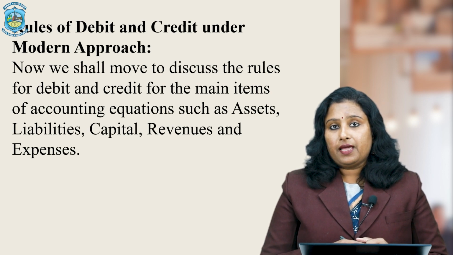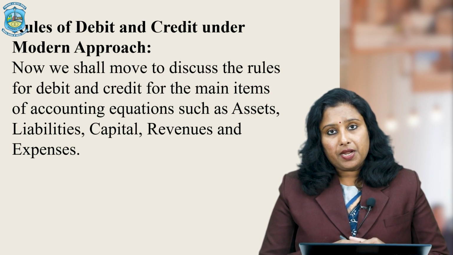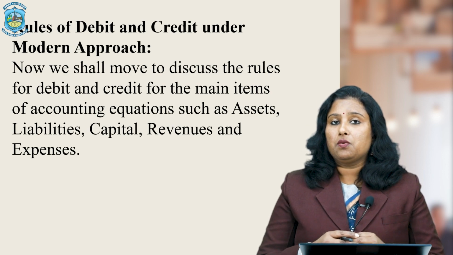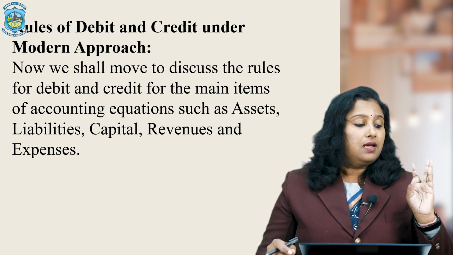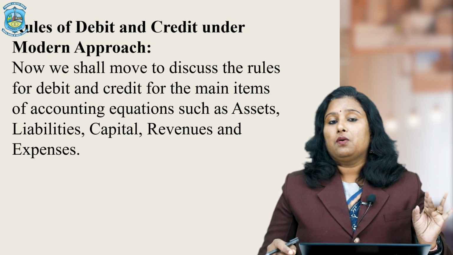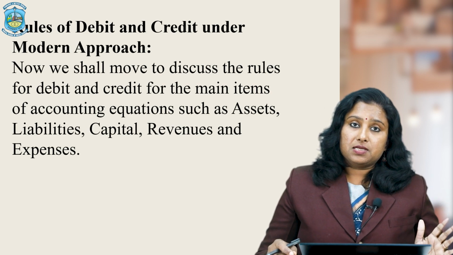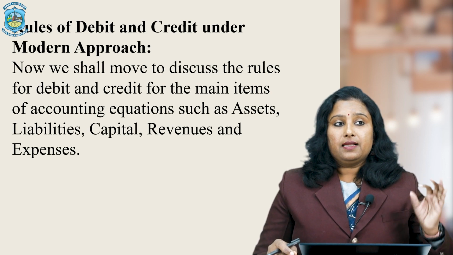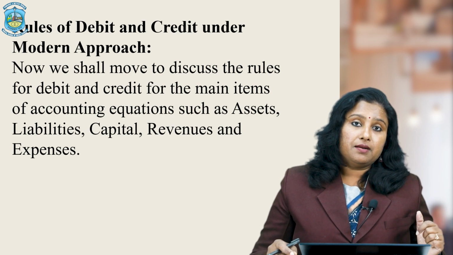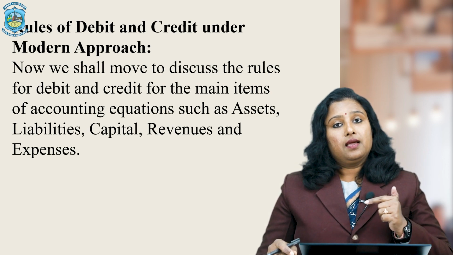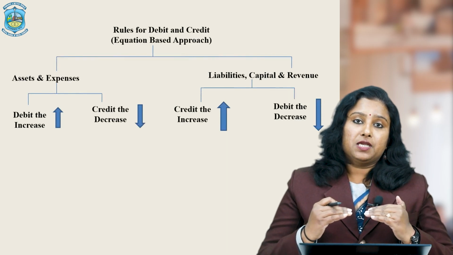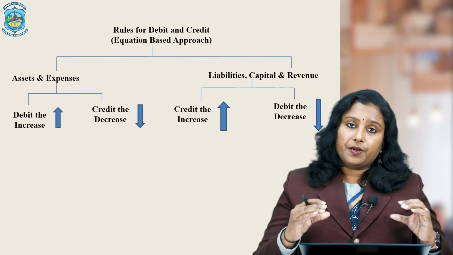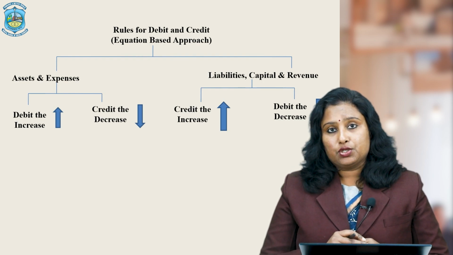Then we need to identify under which category these account names are falling. All these account names will be falling in one of the 5 major heads, that is asset account, liabilities account, capital account, revenues account, or expenses account. Once you have identified that the account name that has been affected in a particular transaction belongs to a certain category, then we will apply the rule. To understand the rule, we need to observe the increase or decrease in that particular category in that particular transaction.